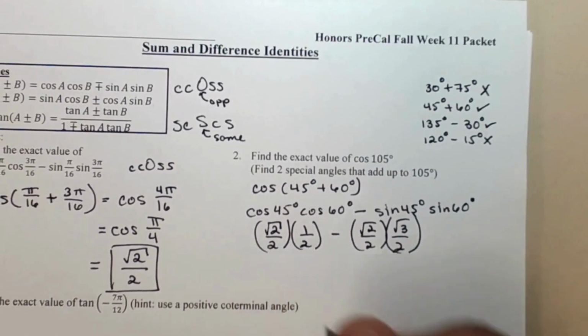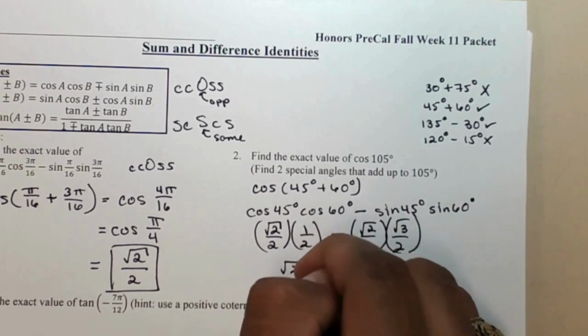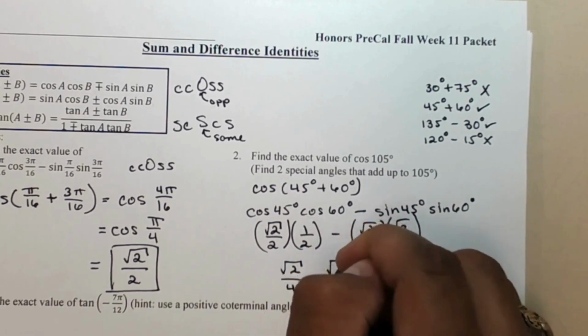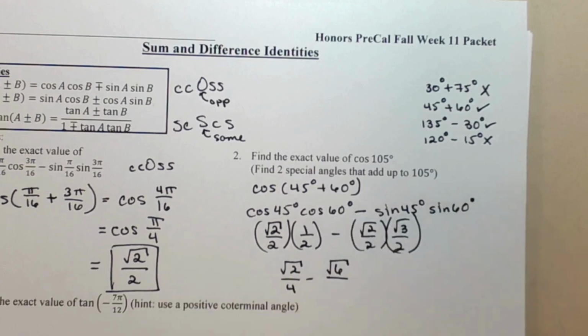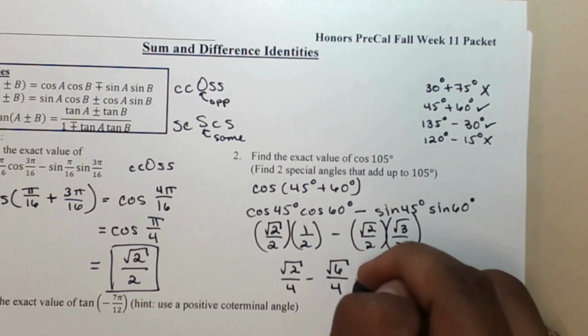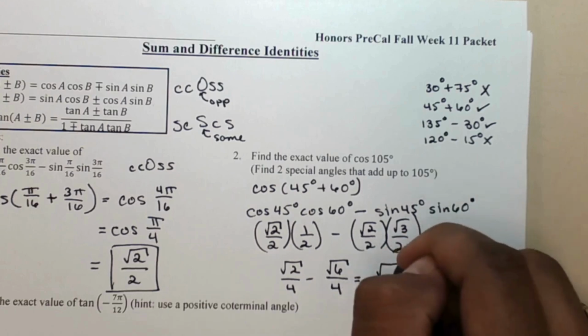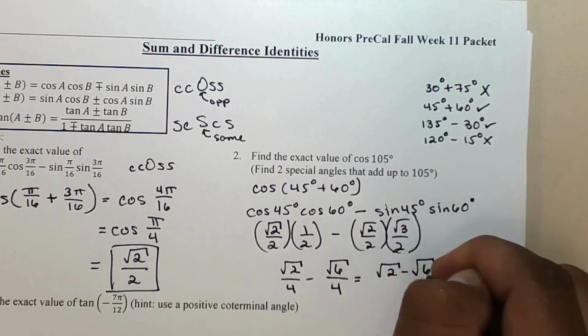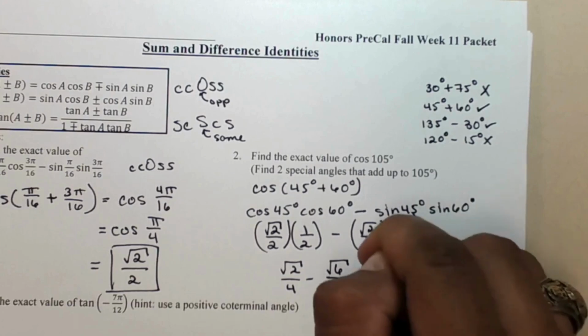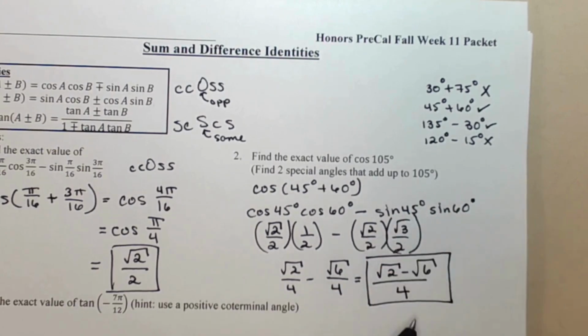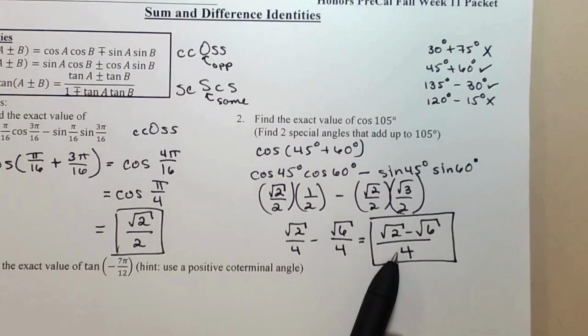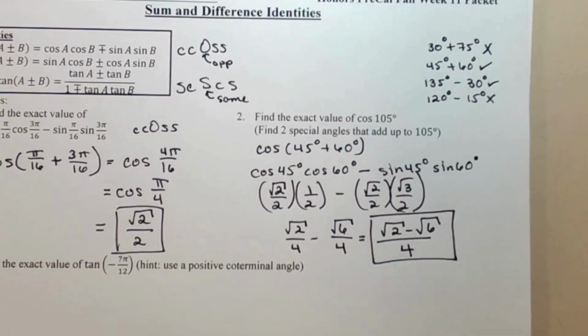Well, when multiplying fractions, we multiply the top times the top, the bottom times the bottom. When you have radicals like this, root 2 and root 3, you actually multiply their insides, their radicands. And then we can write it as one fraction since they have a common denominator. So this is typically what you will get as an answer when you're doing sine and cosine of an angle of two unit circle values that add up to that.